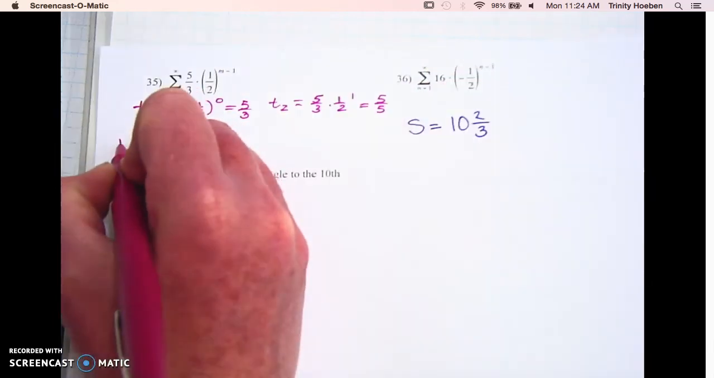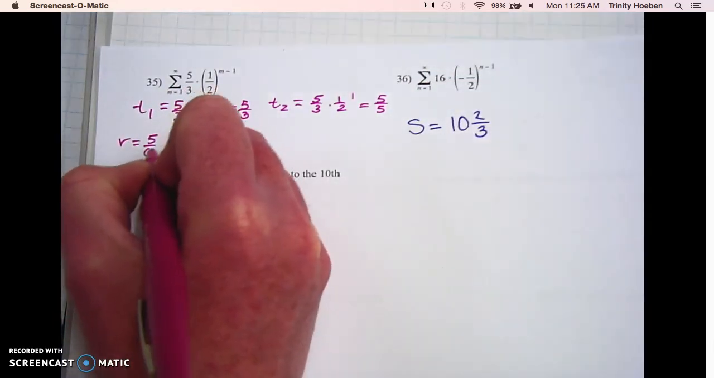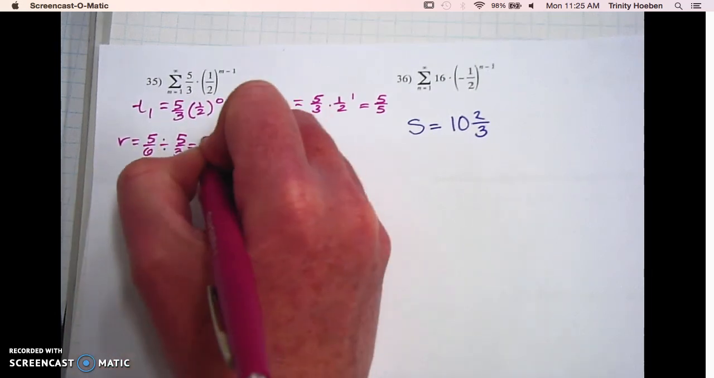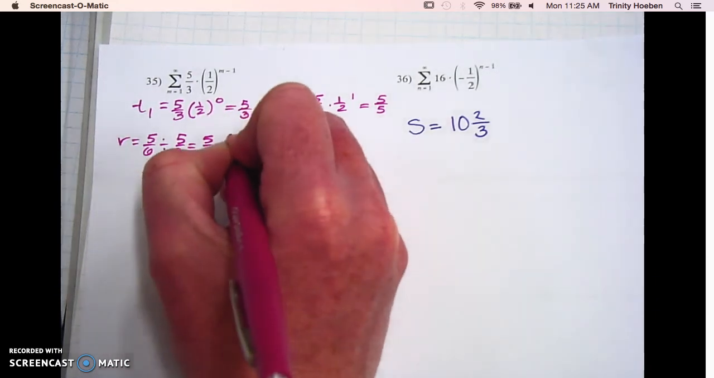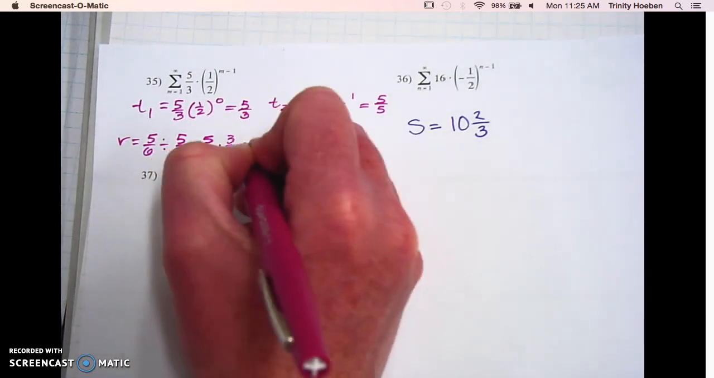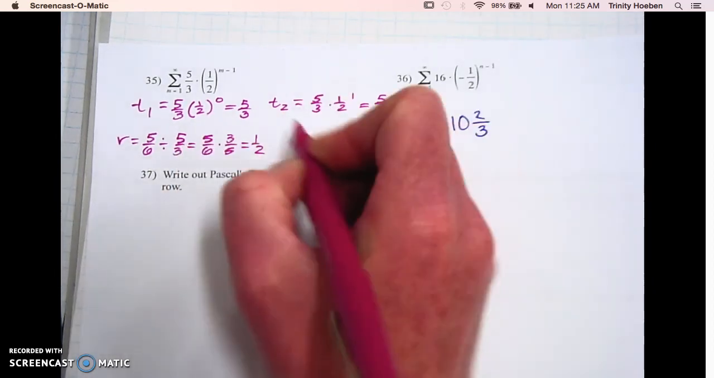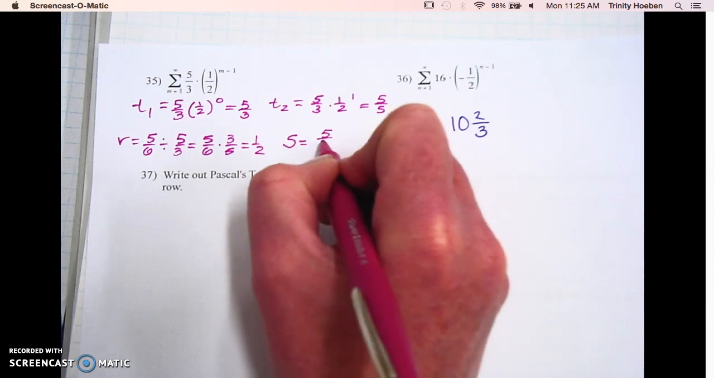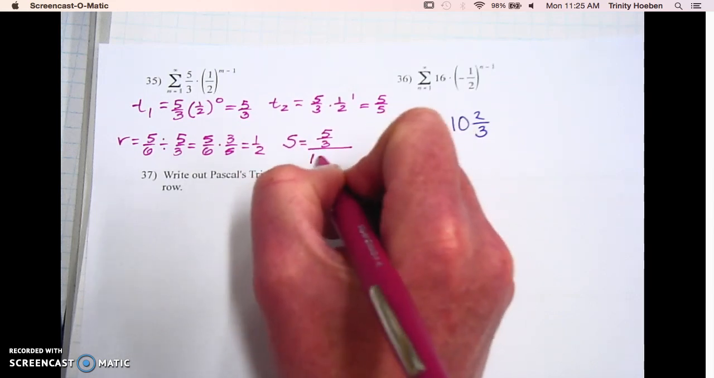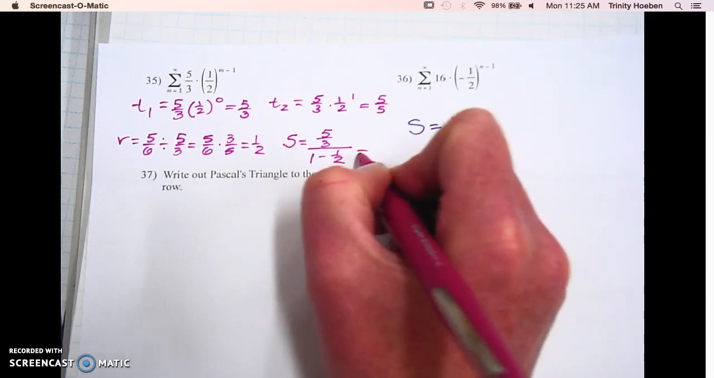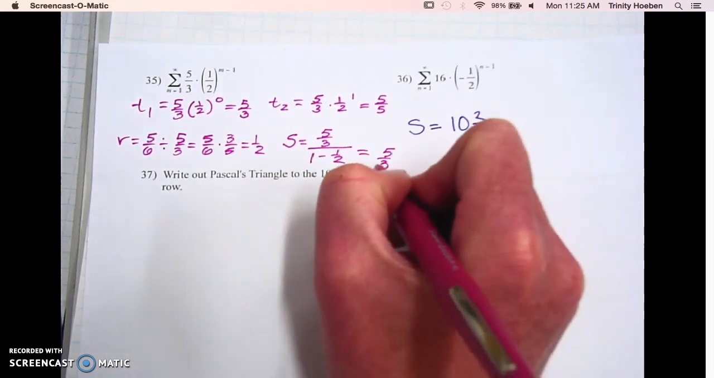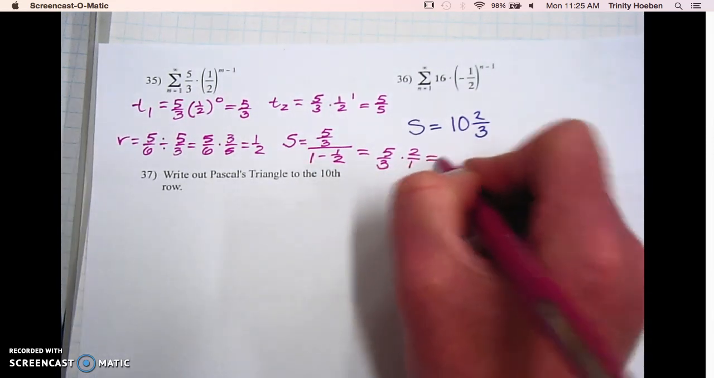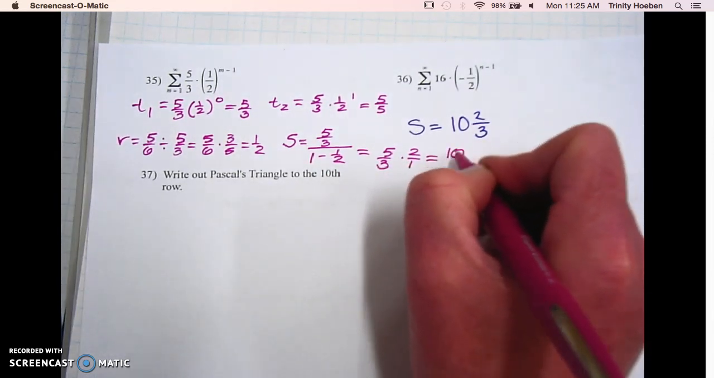To get the common ratio, we go 5/6 divided by 5/3, which is the same as multiplying by the reciprocal. So 5/6 times 3/5, I got 1/2. And so the sum of the infinite geometric series is 5/3 divided by 1 minus 1/2. I rewrote it as 5/3 times the reciprocal, so 2/1, and calculated it to 10/3.